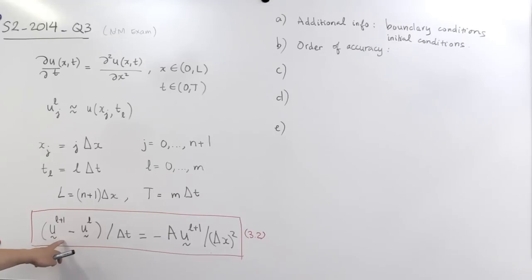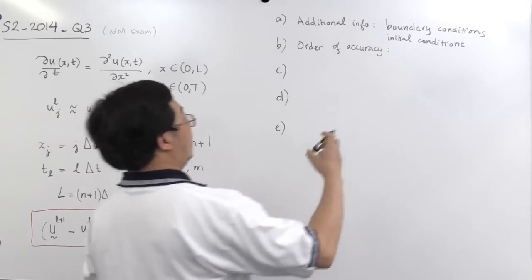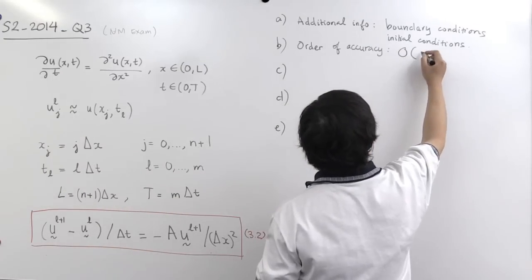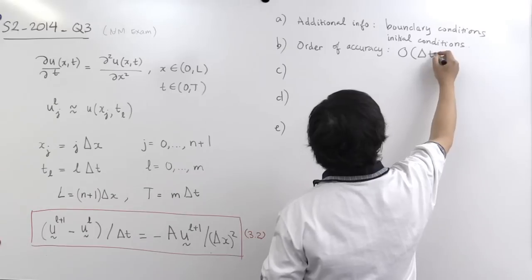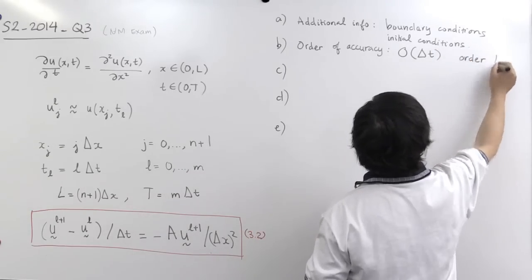So this one is just the approximation of first derivative, okay, using forward difference scheme. And you can see that, for the forward difference scheme, the order of approximation is just 1, or O(delta t). So this one is order 1, okay?